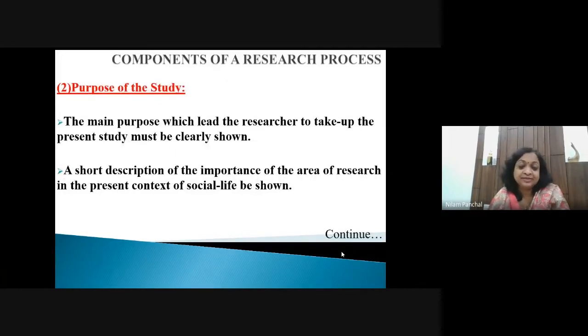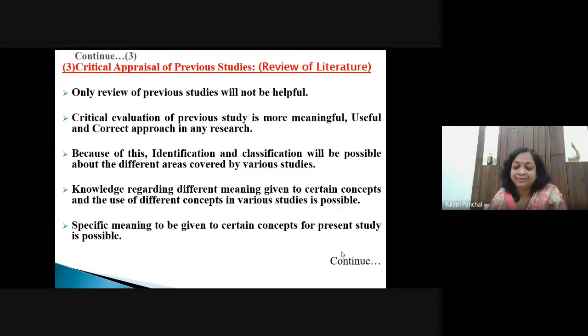Secondly, the purpose of the study. The main purpose which led the researcher to take up the present study must be clearly shown. What is the purpose? Why have you done this study? A short description of the importance of the area of research in the present context of social life is to be shown. So what exactly is the purpose of the study that you need to put in a paper? What is the objective? That objective should be precise, very specific, and related to what exactly you are going to do.